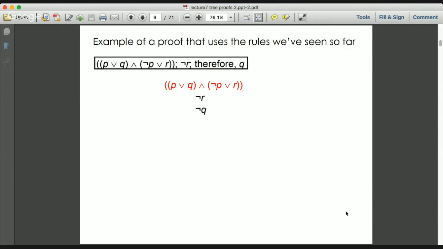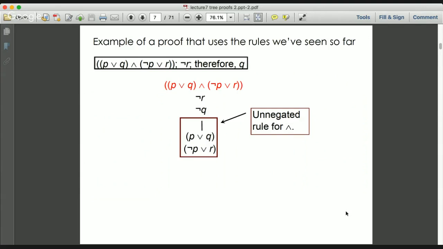So we've written it out. Now what we need to do is unpack all of the molecules. There's only one molecule here, but it's complex. So let's start unpacking it. First thing we have to do is, because the and, the conjunction in the middle, is the main connective, that's the thing we need to unpack first.